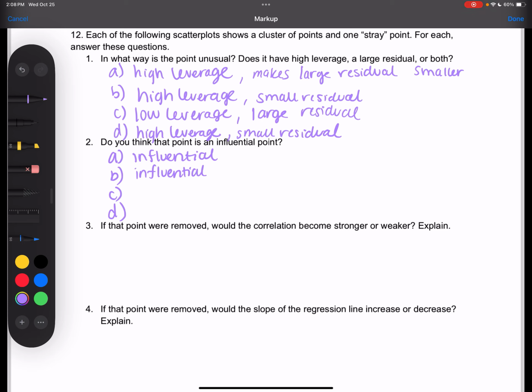C is not influential. I feel like it would be kind of influential. Like, barely influential. Not really. It's not really going to change it, so it's not influential. It might change ever so slightly, but because all the points are in a pretty tight line, one point isn't going to change that much. It's not that influential. How about D? That's definitely not influential, because it's literally in the pattern. It's right in the line.